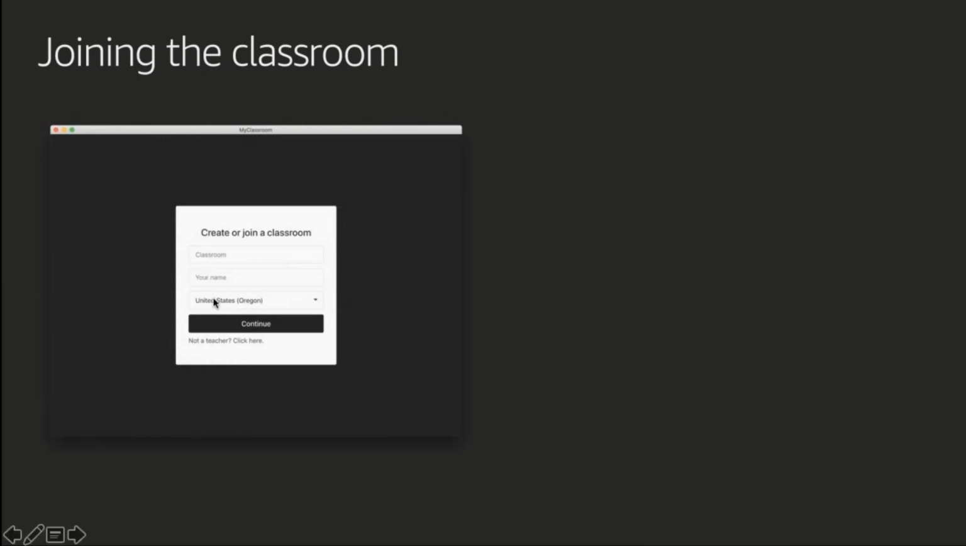A drop-down box lists all of Chime's 14 media servers across the globe and is automatically pre-populated with the media region closest to the teacher for an optimal meeting experience.